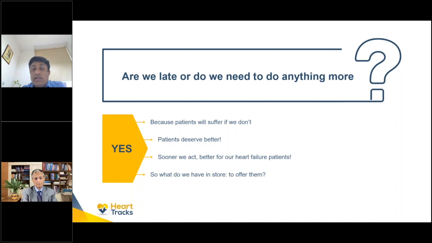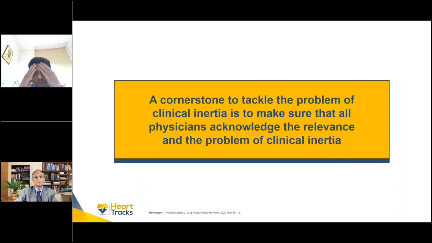As I said earlier, each rehospitalization increases the cost of therapy to the patient, to the hospital, to the state. So we should give them guideline-directed medical therapy as early as possible, with the best possible medications available with us. All physicians treating these patients should acknowledge the relevance of the problem of clinical inertia, should be updated with the latest guidelines, and should convince the patient also simultaneously.